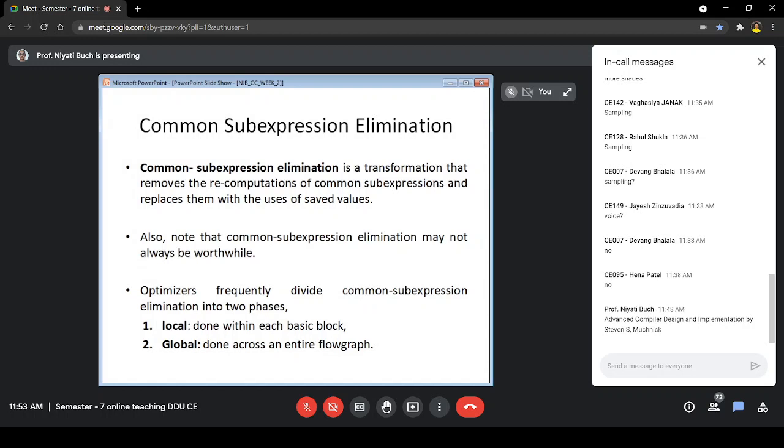Now, if you go for the optimization for each basic block, then it is called local common subexpression elimination. Once that is done, in the next phase we go global, which means you do it across the entire flow graph.